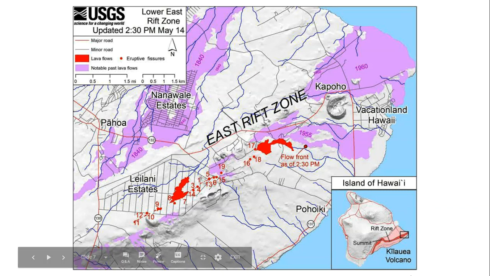This is the area that was mainly affected by lava flows, in red here, and especially Leilani Estates, this region in here, all along the East Rift zone of the island.